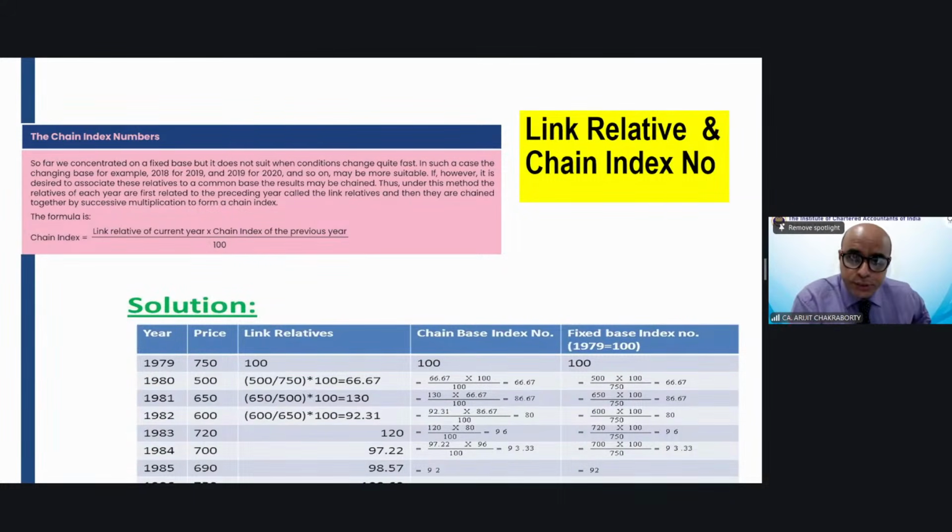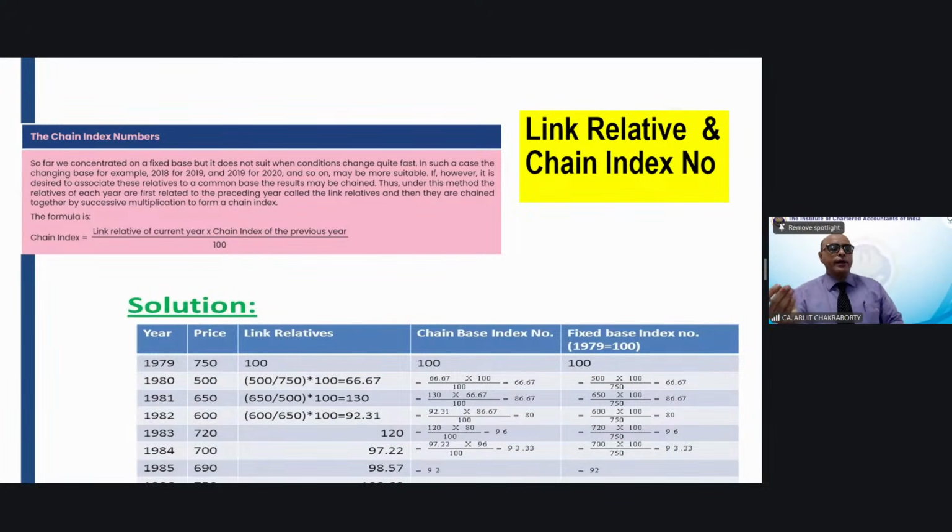Now let us go to the next year, 1981. 1981 में लिंक रिलेटिव है 130, ठीक है. और पिछले साल का चेन इंडेक्स क्या है, यानी 1980 का चेन इंडेक्स क्या है 66.67. फॉर्मूला क्या कहता है? फॉर्मूला कहता है कि चेन इंडेक्स ऑफ अ पर्टिकुलर ईयर will be the link relative of the current year multiplied by the chain index of the previous year. So for 1981, 130 is the link relative of the current year, and we multiply this by the chain index of the previous year, यानी 1980 का chain index 66.67, and divide by 100.